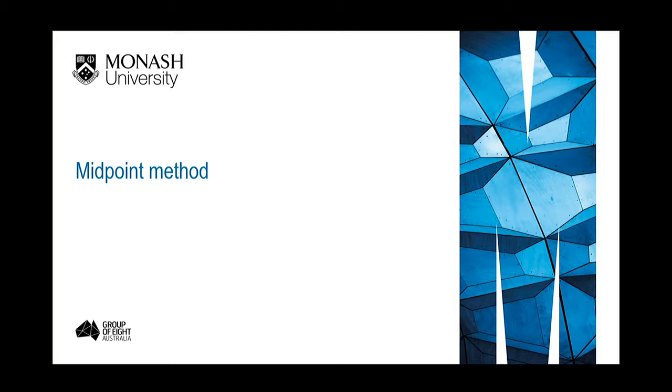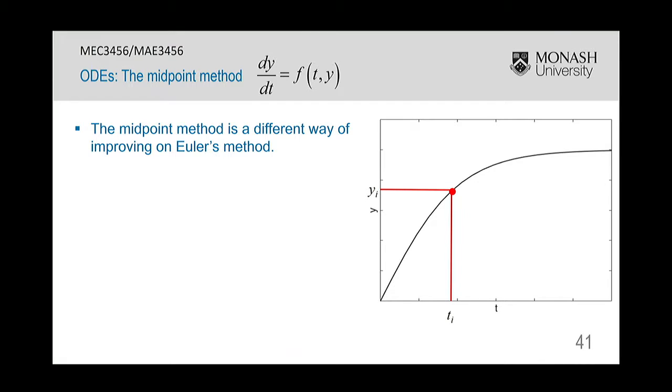Another way of improving on Euler's method for integrating ordinary differential equations is a method called the midpoint method. Again, we did this in Eng 1060, so I will go through this reasonably quickly. The midpoint method is a different way of improving on Euler's method compared to Heun's method.